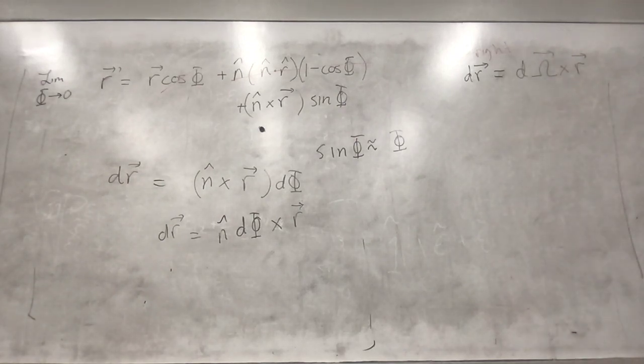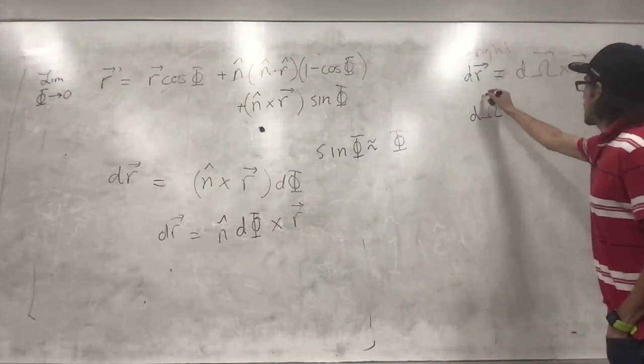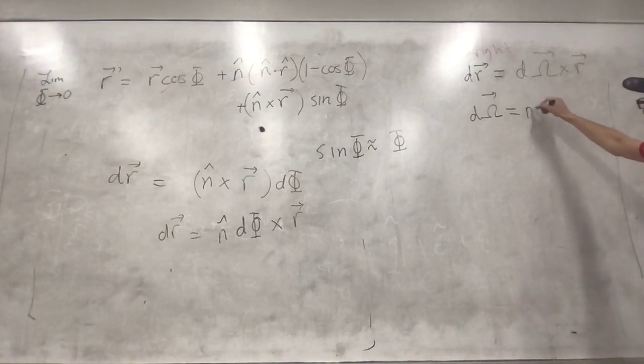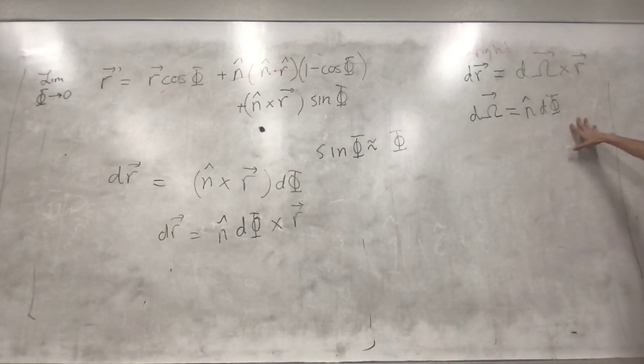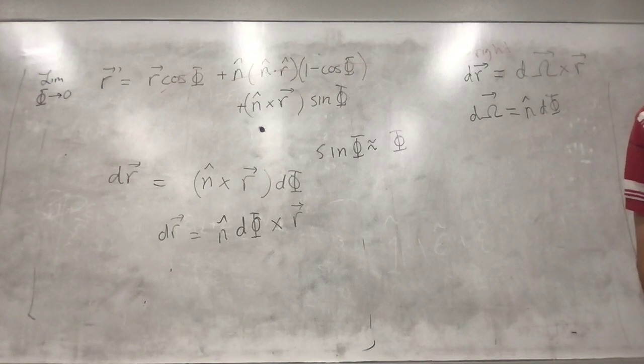Okay, so now we can do it by inspection. d omega is equal to n hat d phi. So this is kind of nice. So what is the direction of n hat? I guess what is the plane of d phi? Well, it's the normal to that plane, and then you have the cross product with r. So you have all of the orthogonal components.